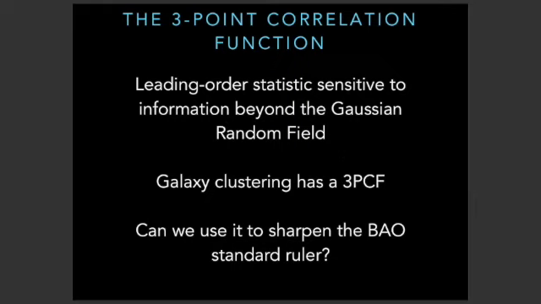It's the leading order statistic sensitive to information beyond the Gaussian random field. Galaxy clustering has one, and we can use it to sharpen the BAO standard ruler. In the interest of time, I'm going to go through these slides relatively quickly because I think many of you are aware of them, but the next couple slides are intended as motivation for why we want to go beyond a 2-point function by just basically presenting a case where we did go beyond 2-point and it worked.